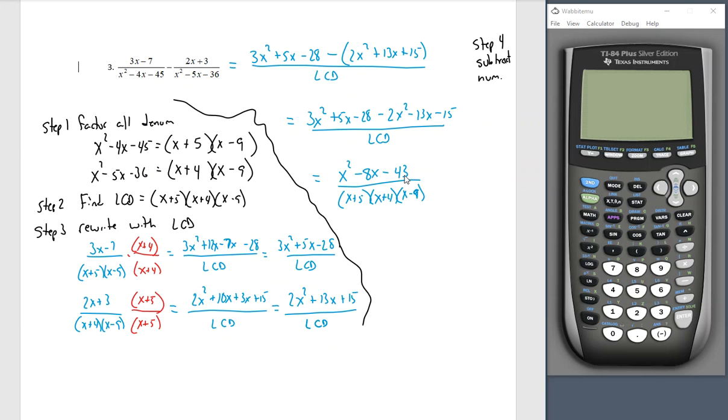Now, this 43, can I factor this quadratic? Here's what I care about. This 43 at the end, right? That's not a multiple of 5. That's not a multiple of 4. That's not even a multiple of 9. So if it doesn't cancel any of these from the denominator, I do not care if it factors at all. I only want to factor it so that I can cancel it. And if I can't cancel anything, I'm finished.